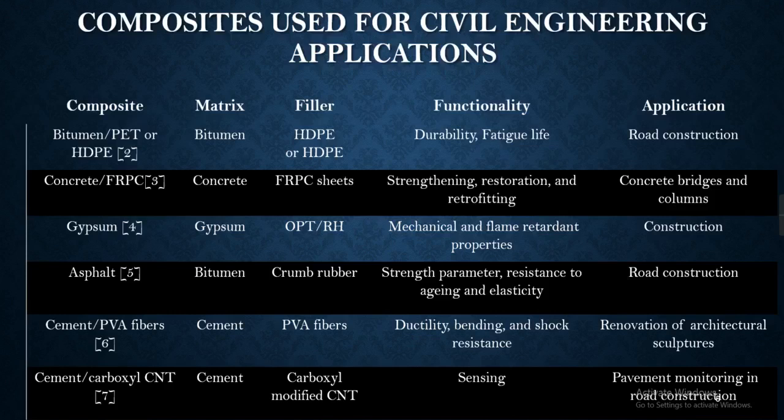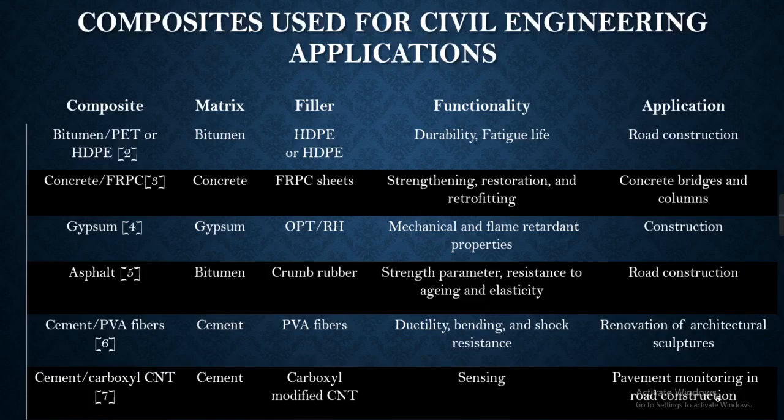The composites which are mainly used for civil engineering applications are bitumen or polyethylene terephthalate, or HDPE. HDPE stands for high density polyethylene. Yet another material is concrete or FRPC. FRPC stands for Fiber Reinforced Polymer Concrete. Another material is gypsum, asphalt, cement or polyvinyl alcohol fibers, cement or carboxyl carbon nanotubes.